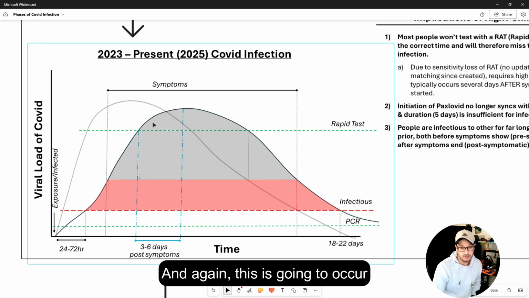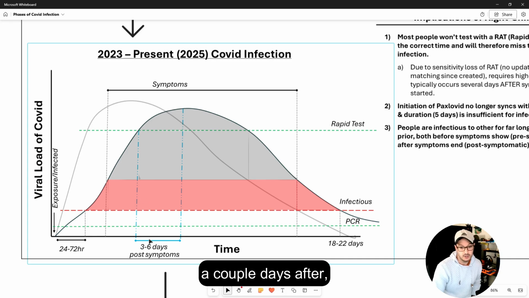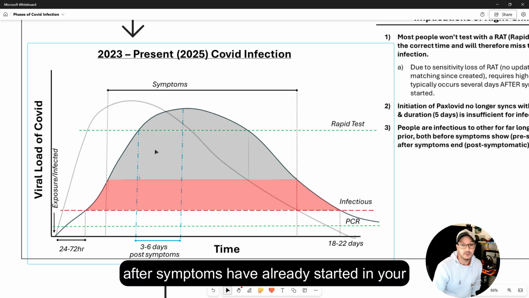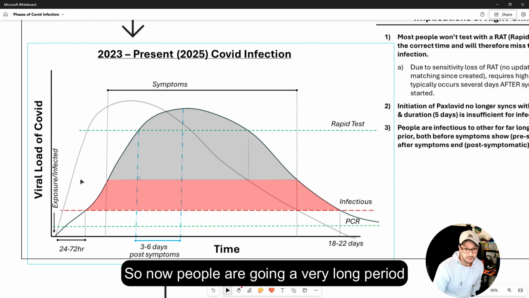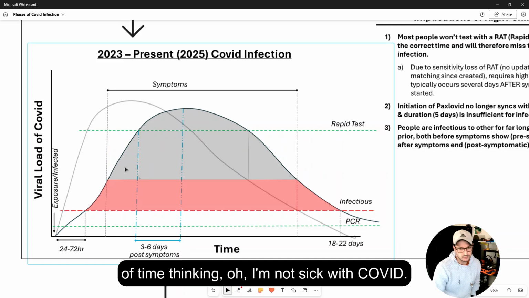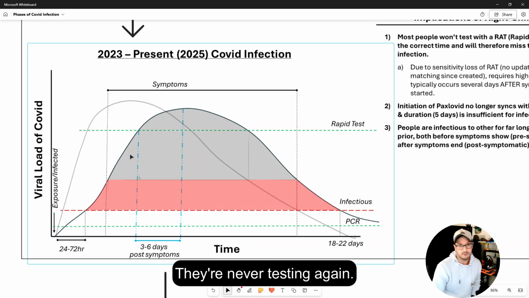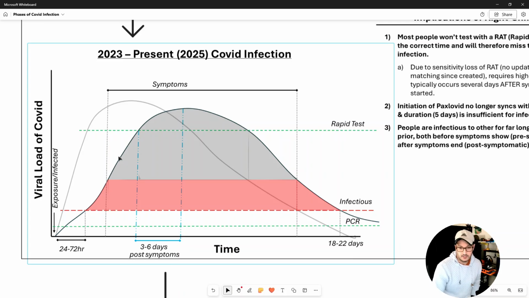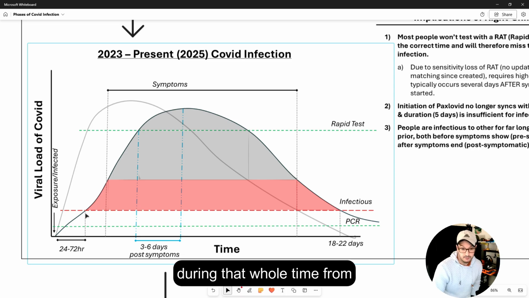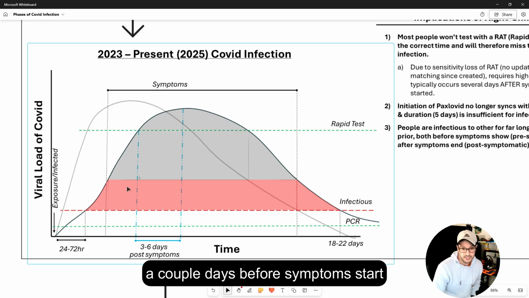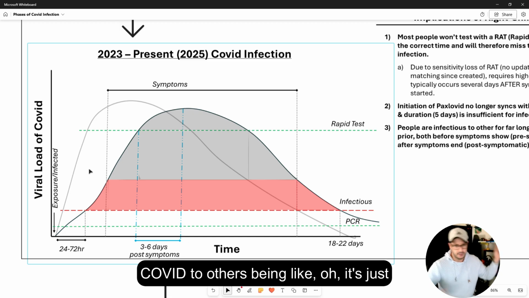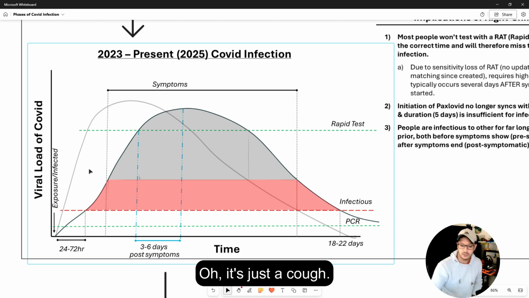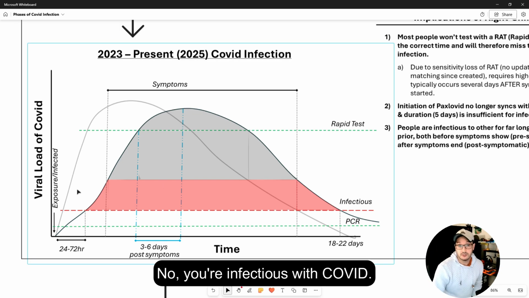And this is going to occur like 3 to 6 days after symptoms have already started in your infection. So now people go a very long period of time thinking, oh, I'm not sick with COVID. I took a test. It said it was negative. They're never testing again. But during that whole time, from a couple days before symptoms start to a couple days post symptoms start, you're going to be infectiously spreading COVID to others, thinking, oh, it's just my allergies. Oh, I just have a tickle in my throat. Oh, it's just a cough. No, you're infectious with COVID.